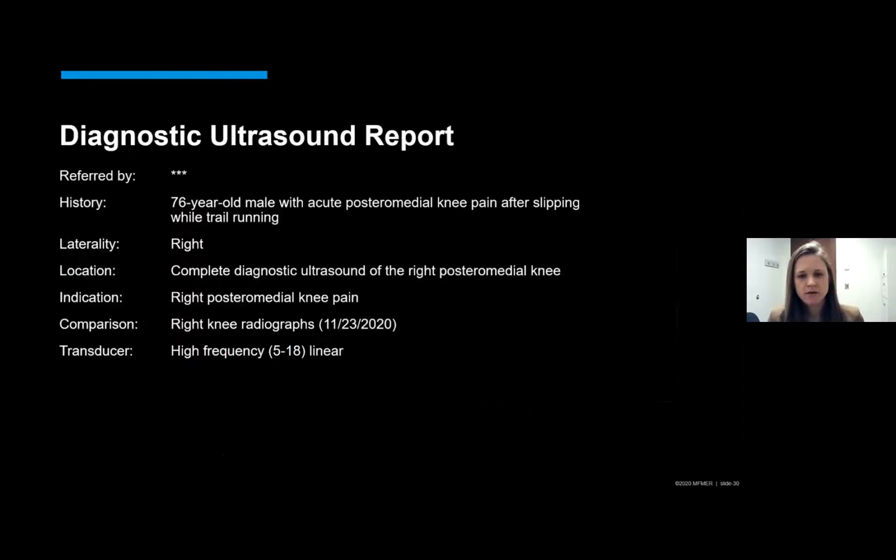So finally, we come to the diagnostic report. So with the report, we typically like to include who the patient is being referred by, a brief history, which in this patient, it was a 76-year-old male with acute posterior medial knee pain after slipping while trail running, and then later having an exacerbation of his pain with putting on a shoe. You can put the laterality of the ultrasound as well as the location, the indication for the ultrasound, and then any comparisons or other diagnostic imaging can be mentioned as well. And then it's important to include what transducer and at what frequency you used it.